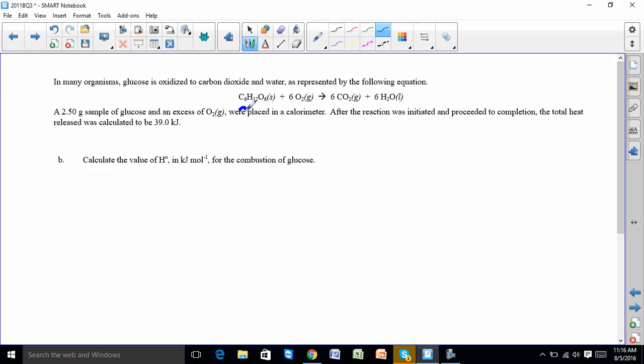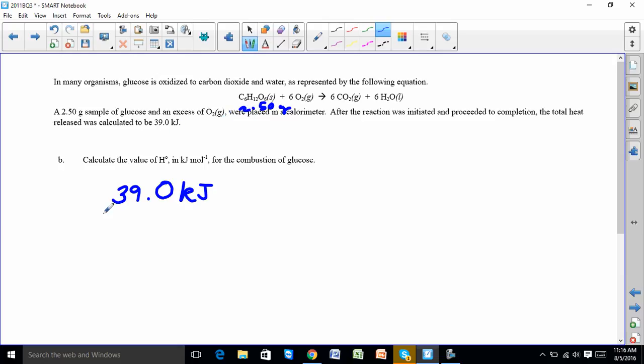And so you have a 2.5 gram sample of glucose. So this is 2.5 grams, and it's placed in a calorimeter. And after the reaction is initiated and proceeds to completion, the total heat released was 39 kilojoules. Calculate the value of ΔH naught in kilojoules per mole for the combustion of glucose. This is a weird problem. It's so easy. Kids sometimes don't know how to do it.